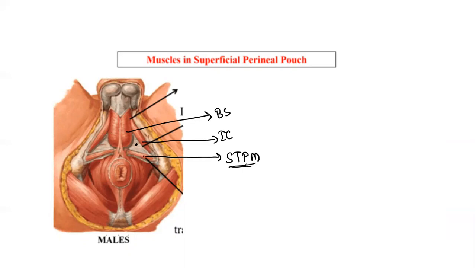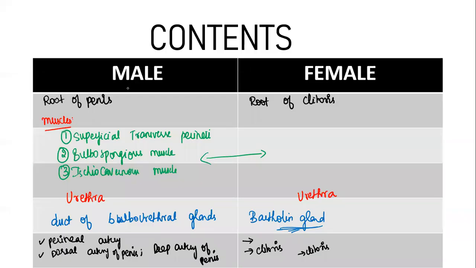What are the contents? Root of penis, I will just see in males. In females you can write root of clitoris. You have 3 muscles: superficial transverse perineal muscle, ischiocavernosus muscle, and bulbospongiosus muscle. You have urethra, then duct of bulbourethral gland, and vessels: perineal artery, dorsal artery of penis, deep artery of penis. Also you will have pudendal nerve and its branches.